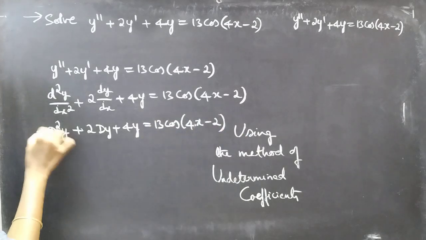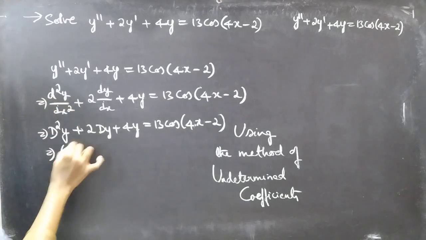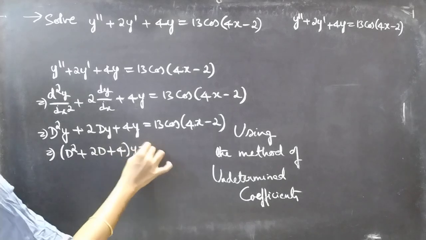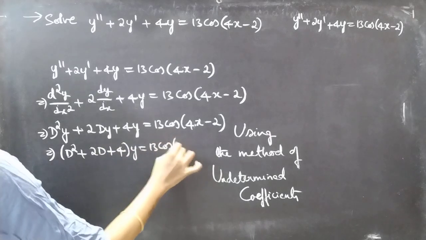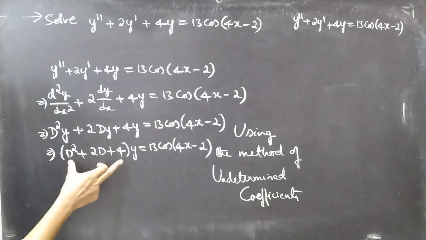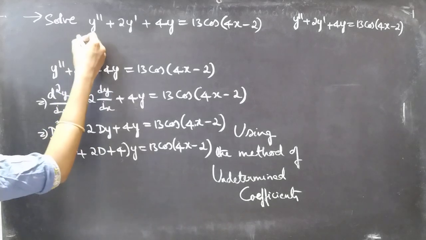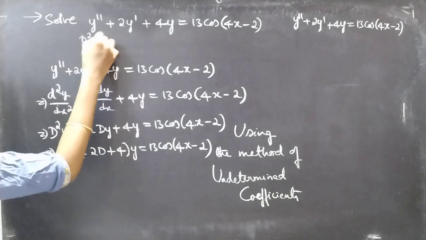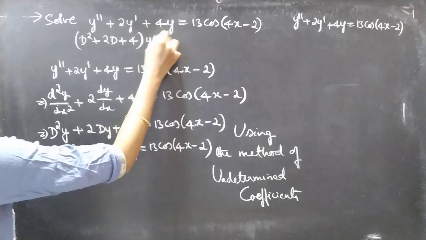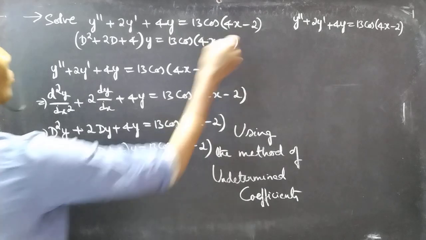Now take y common from all the three terms of LHS. You'll get D square plus 2D plus 4 into y equal to 13 cos of 4x minus 2, right? Which is an operator form, say f of D into y equal to some function of x. Now we can write the given differential equation as D square plus 2D plus 4 into y equal to 13 cos of 4x minus 2, right?